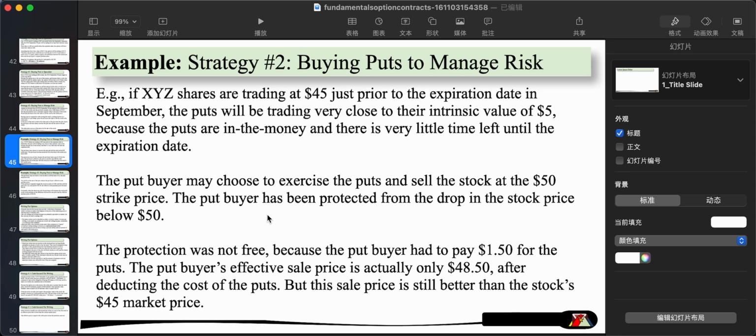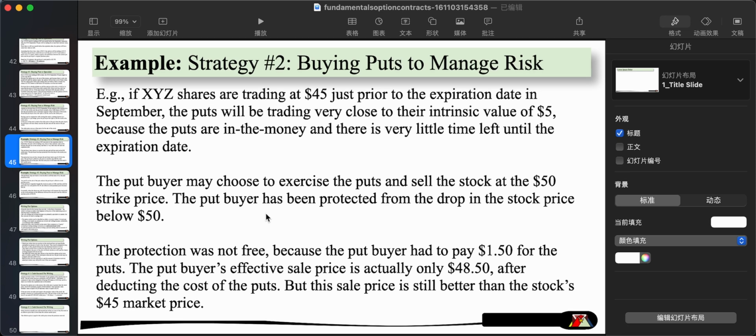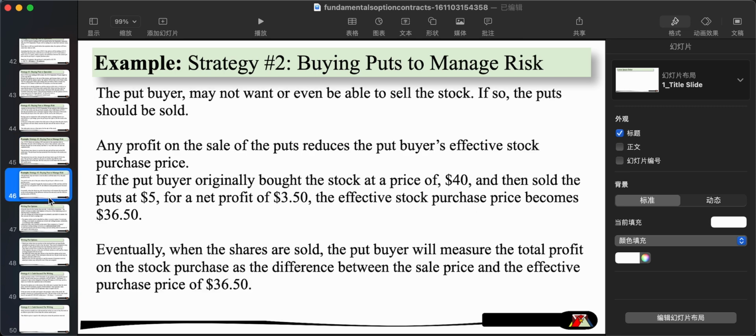The protection was not free because the put buyer had to pay $1.50 for the puts. The put buyer's effective sale price is actually only $48.50 after deducting the cost of the puts. But this sale price is still better than the stock's $45 market price. So the put buyer may not want or even be able to sell the stock. If so, the puts should be sold.